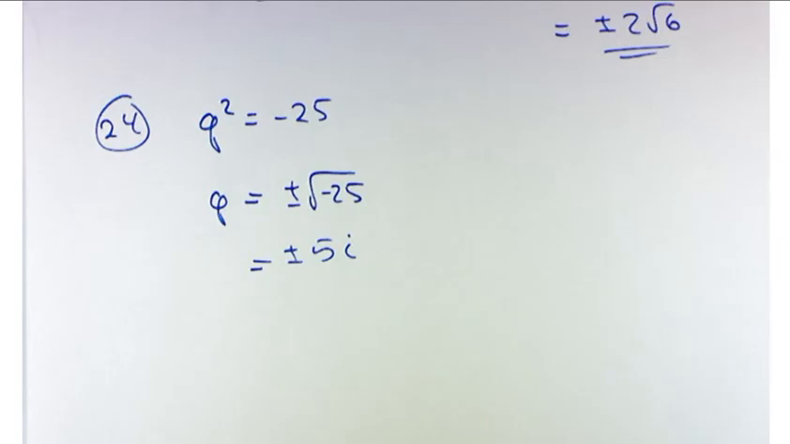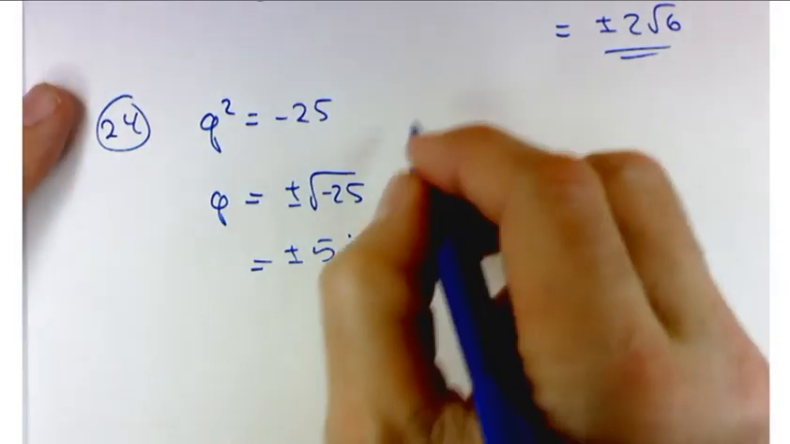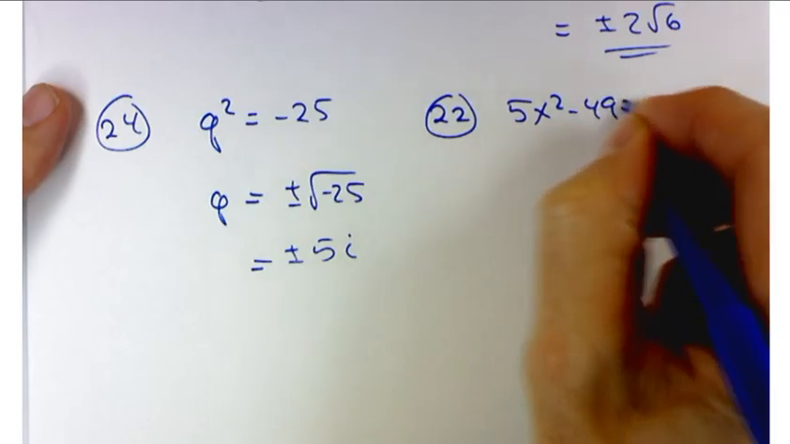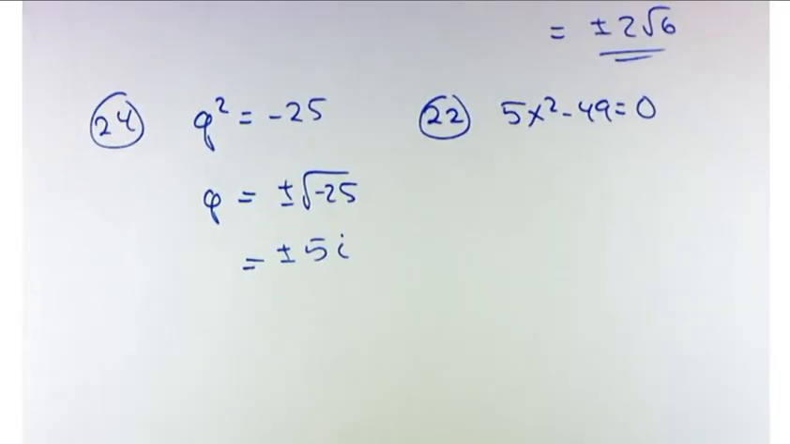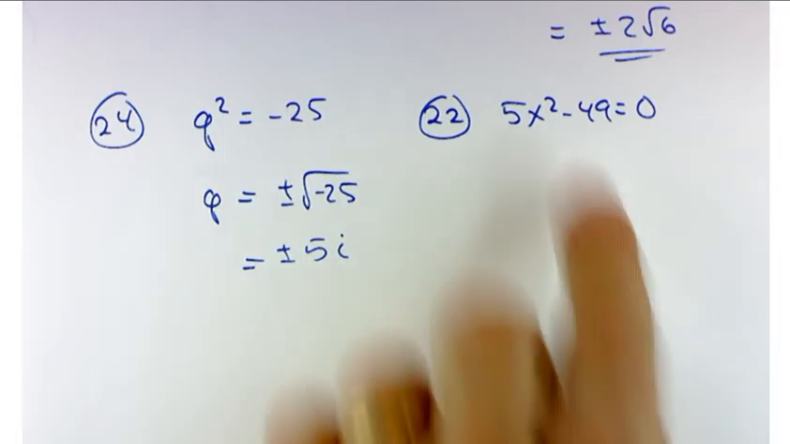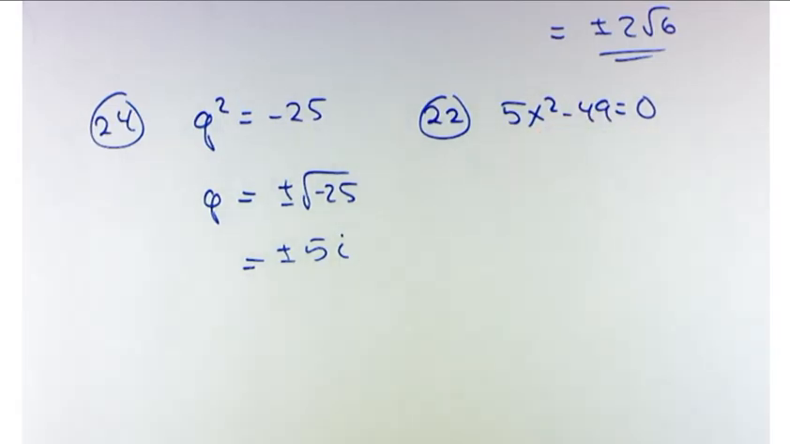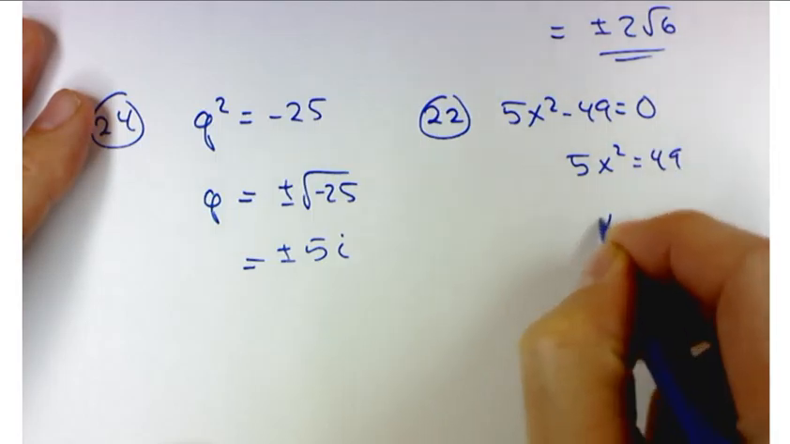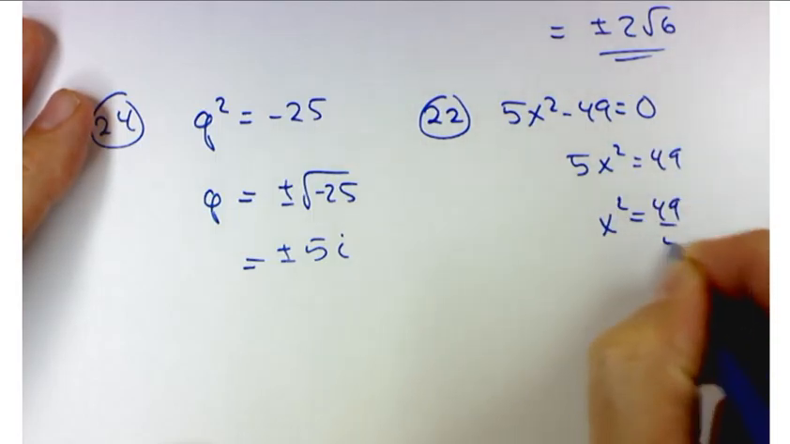Let's try problem number 22. So kind of backing up a step. 5x squared minus 49 equals 0. Because there's no x term in here, we don't have 5x squared plus 3x minus 49 or something like that, I can use the square root property here. It's going to be a little bit more work though. What do you suggest I do first? Yeah, add 49 to both sides. 5x squared equals 49. x squared equals 49 divided by 5.